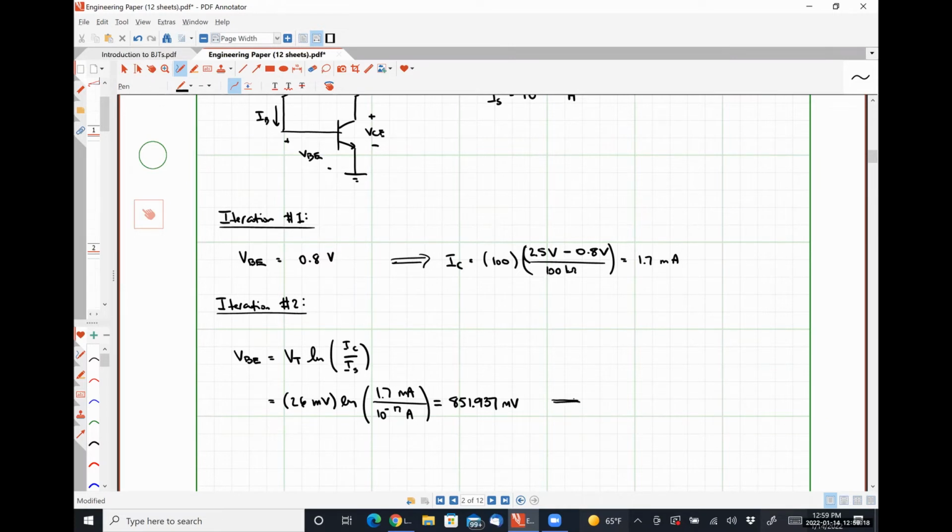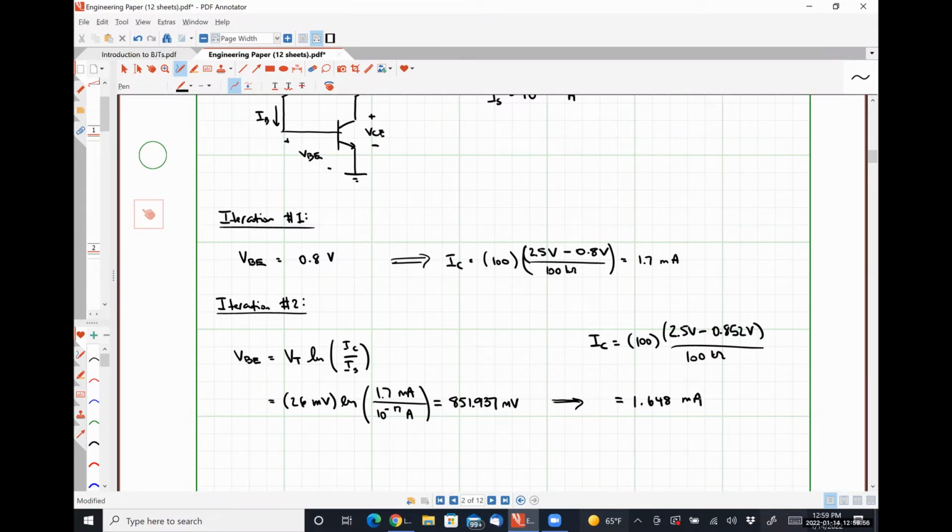And if we plug that value into our equation for IC, we start up here. IC is equal to 100 times 2.5 minus 0.852 divided by 100 kilo ohm. We would find that our collector current is 1.648 milliamps. Okay.